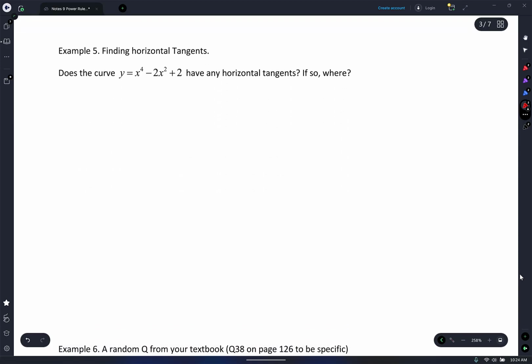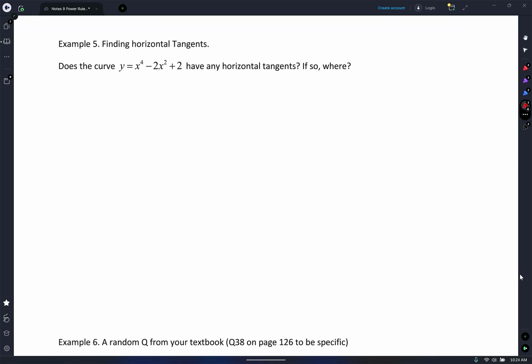Now look, we have an application problem. It's not an extreme one. It's a basic one. It's a baby one. It says, does the curve y equals x to the 4th minus 2x squared plus 2 have any horizontal tangents? If so, where? So hopefully you remember from Algebra 2. I think this one looks like a W. It does have horizontal tangents. There's 3 of them.